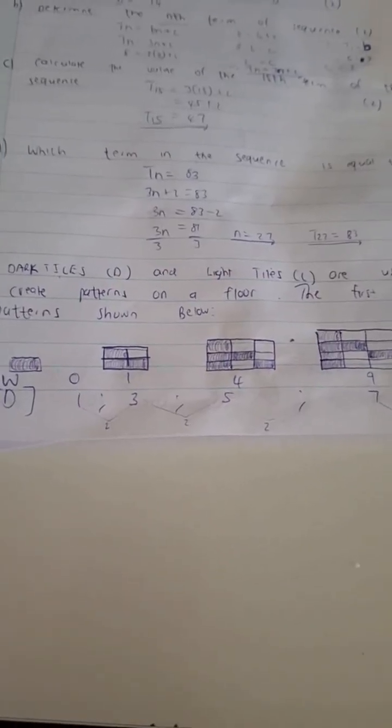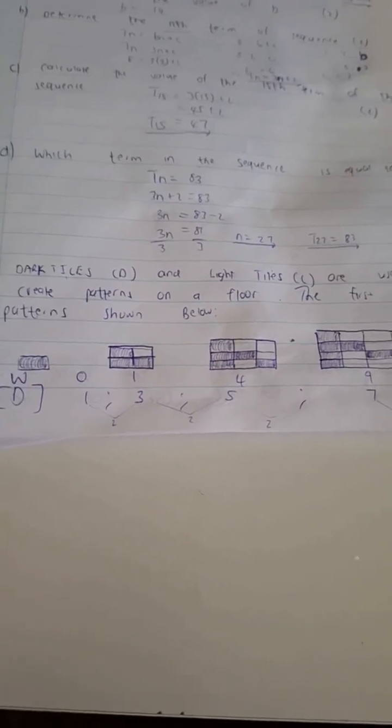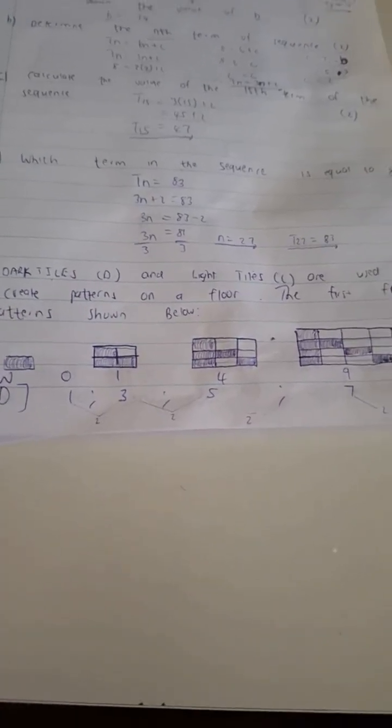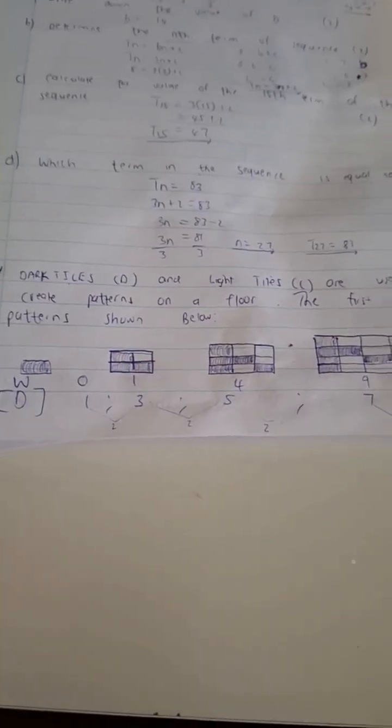Now they want me to find the area of the dark tiles in the first 100 patterns. So firstly, I need to calculate the sum of how many dark tiles I have in the first 100 patterns. Then I can calculate the area of each individual tile, and after that I'll multiply it by the number of tiles in the first 100 patterns. From there, I'll be able to calculate the total area.